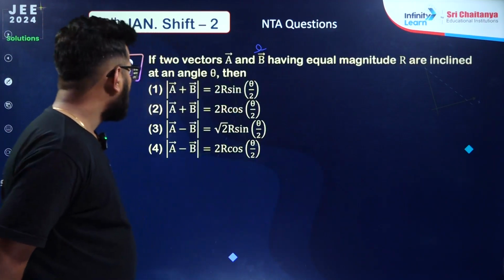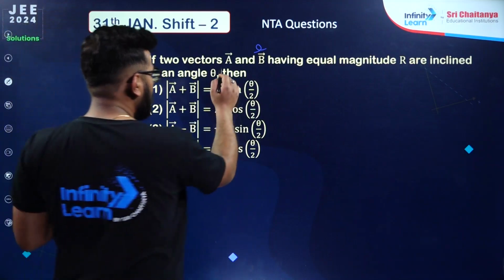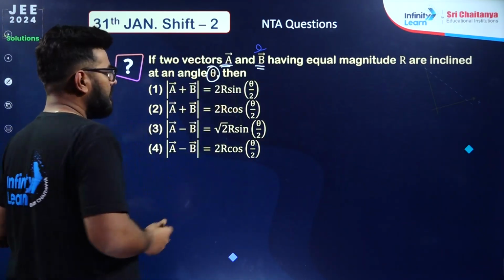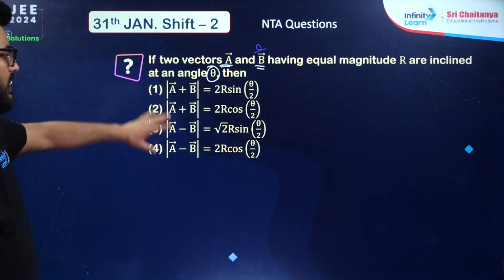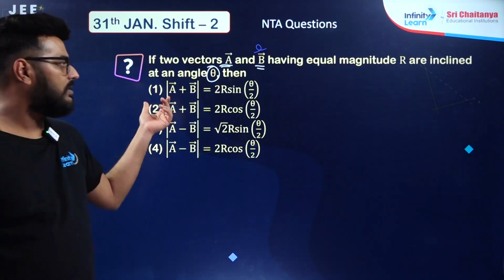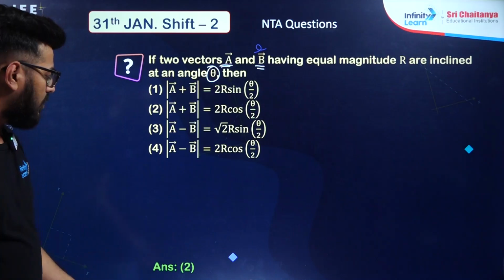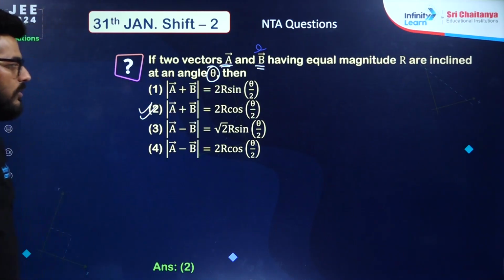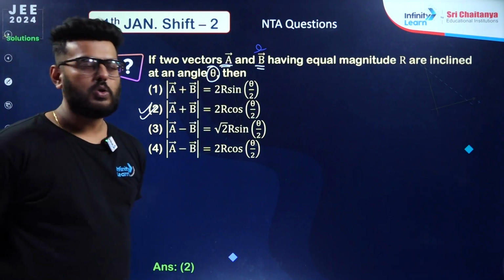Okay, done. If two vectors A and B having equal magnitude r are inclined at an angle theta, then this basically speaks of the magnitude. What is going to be the magnitude over here? It's a simple problem. Option number 2, it's a very standard case. Option number 2, that is the magnitude of A plus B is going to be 2r cos of theta by 2.